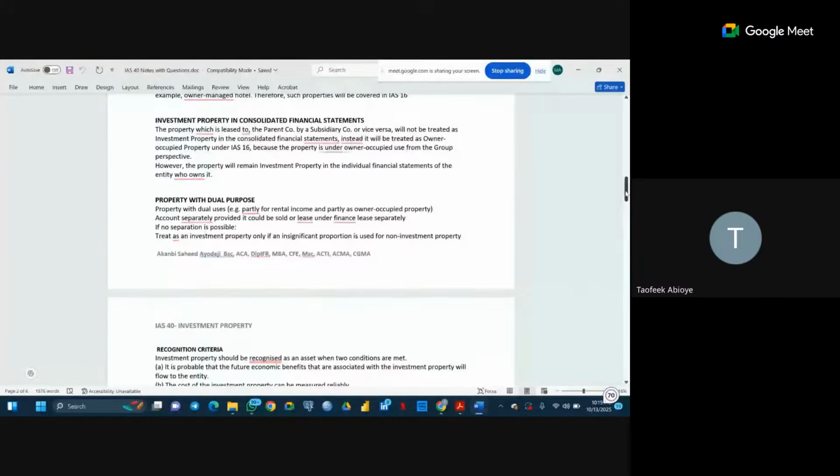Let me take it again. A whole building owned by an organization. Four buildings in storage. Two buildings are being used by the organization for administrative purposes. Two buildings have been rented out to a third party for rental income.